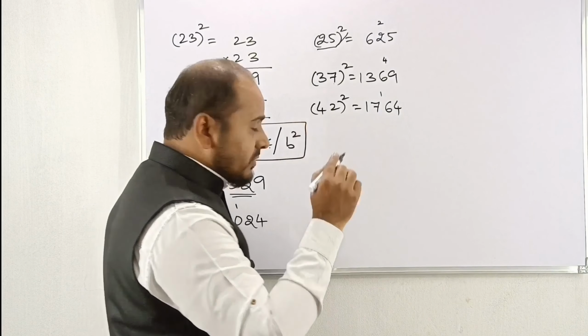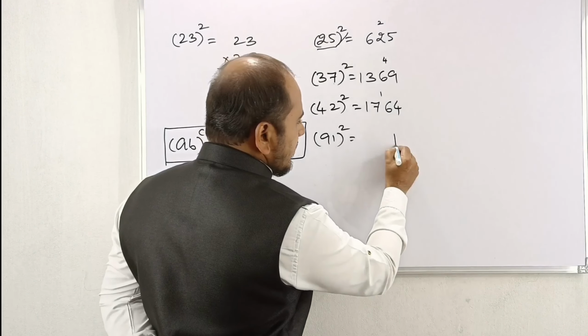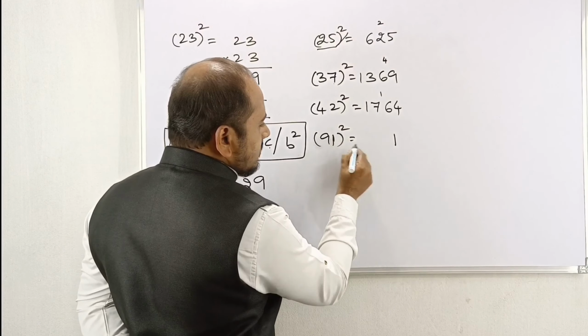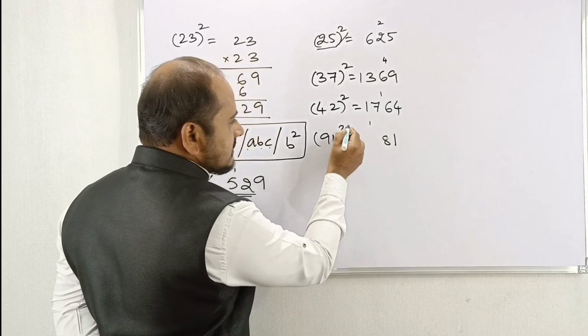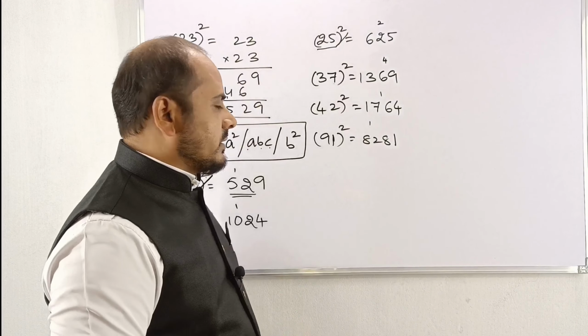Next, one more problem you can take. 91 whole square. So 1 square. 1 square is 1. 9 ones are 9. 9 twos are 18 upon 1. 9 nines are 81. 81 plus 1, 82. 8281. This is the answer, my dear.